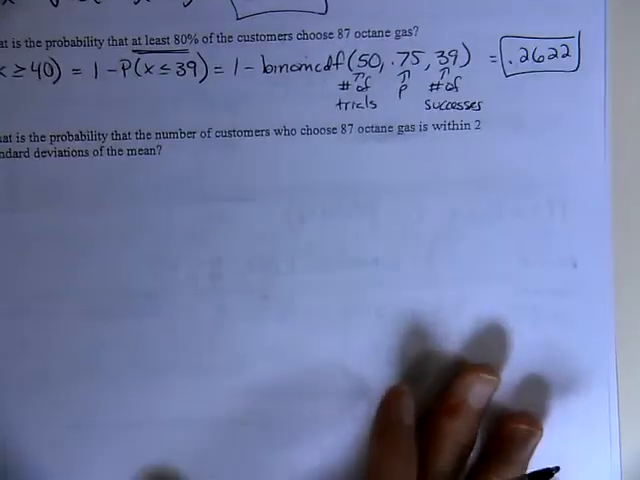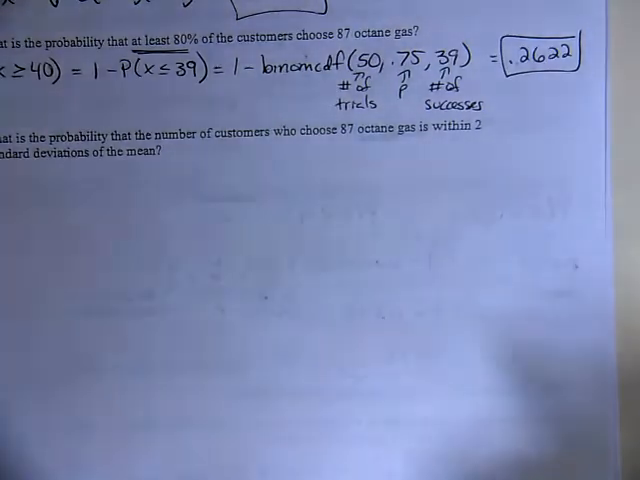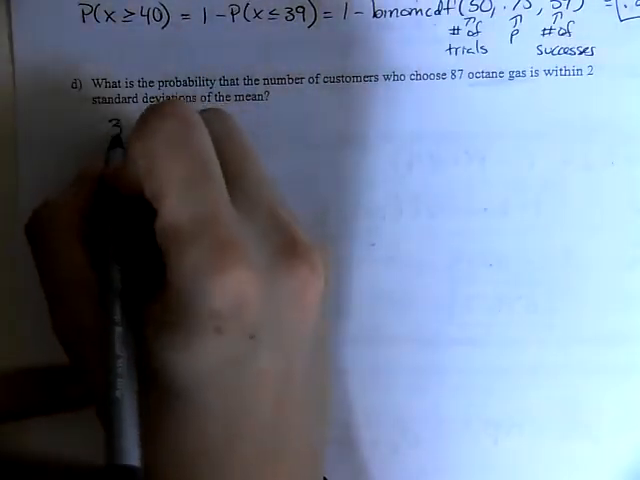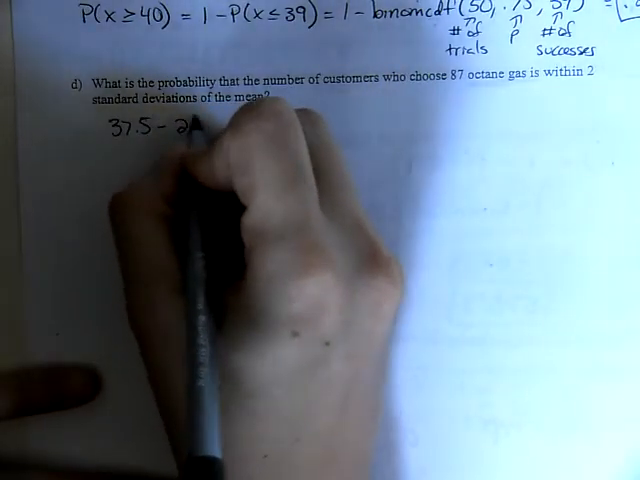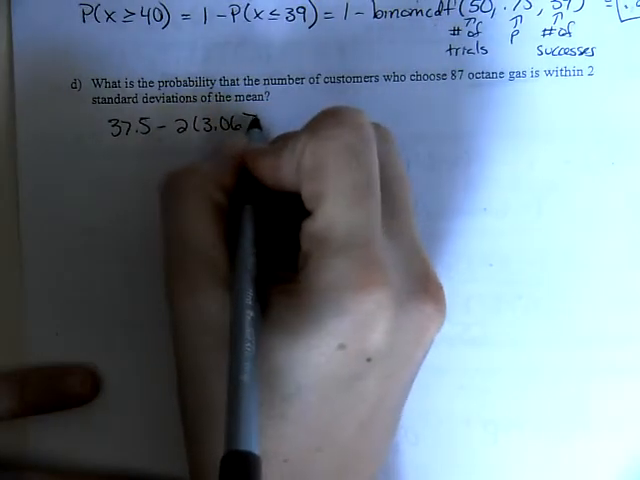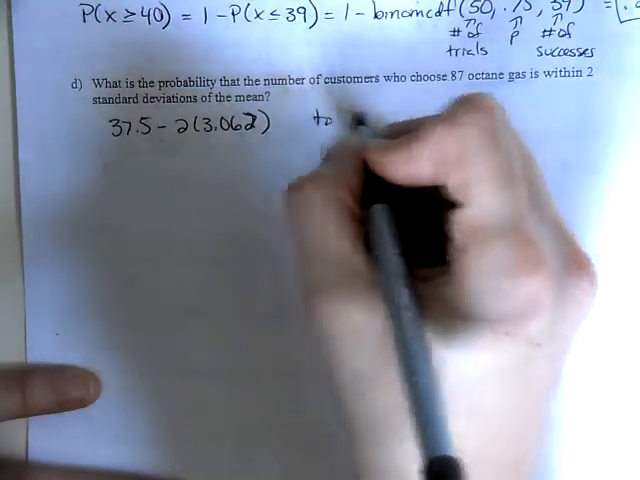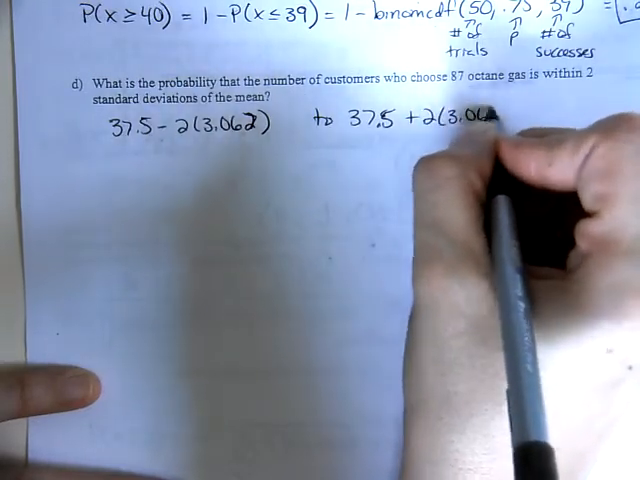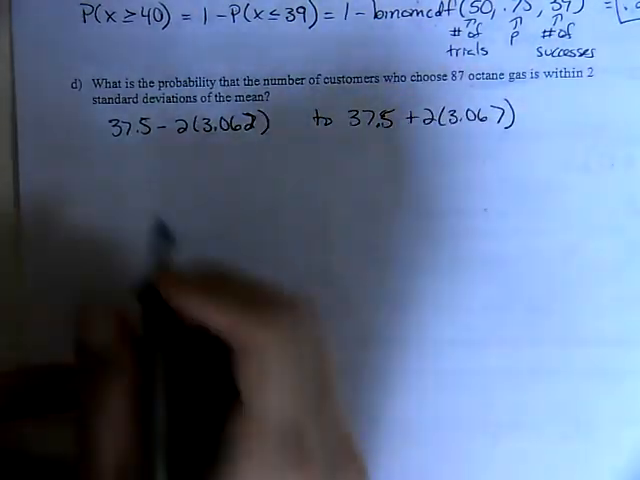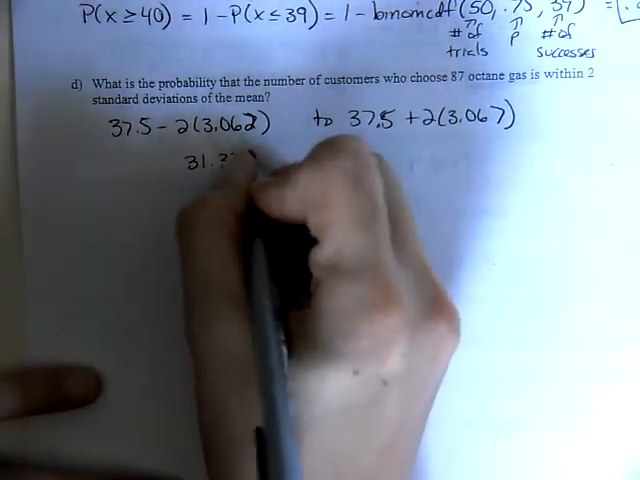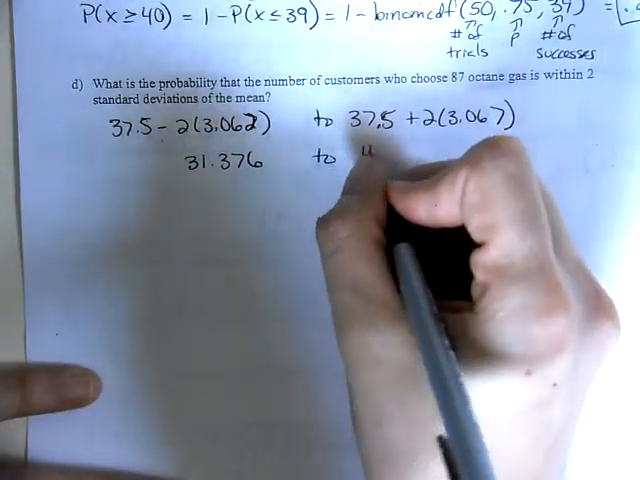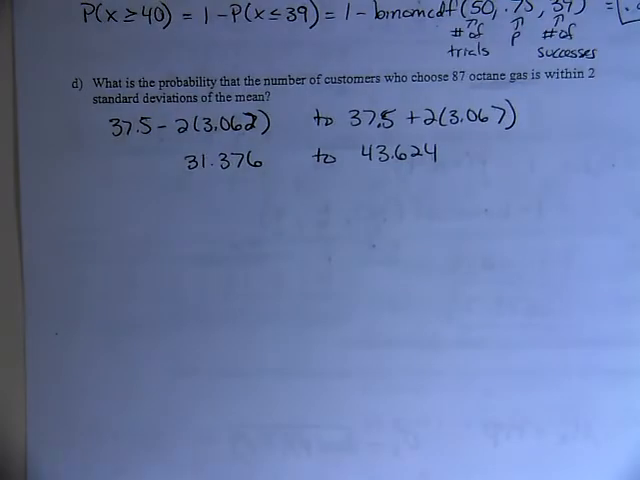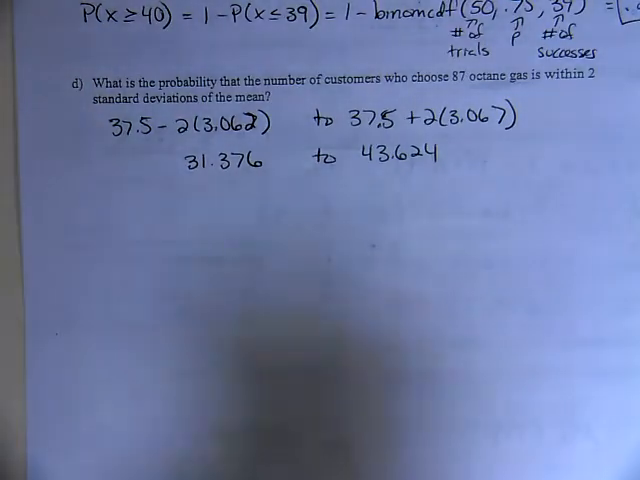What's the probability that the number of customers who choose 87 octane gas is within 2 standard deviations of the mean? Okay, it's kind of a hard question. So I'm going to take 37.5 and subtract 2 standard deviations, and I'm going to take 37.5 and add 2 standard deviations. So for this, I get 31.376 and 43.624.